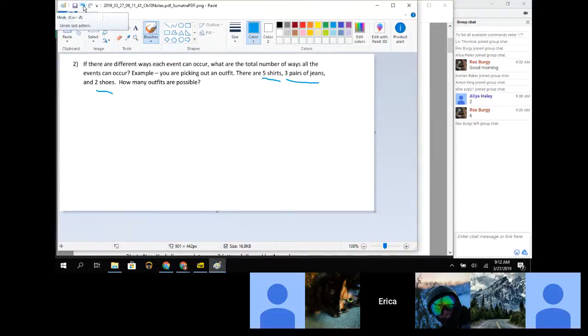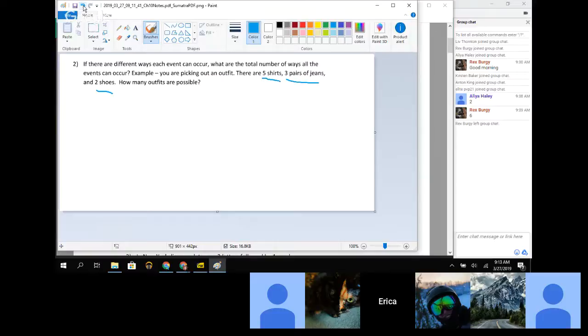So this is not assuming any type of restriction, like my shirt has to match my shoes, or I can't wear these shoes with these jeans. This is just how many outfits are possible. It doesn't matter if they look good or bad, right? So how many possible outfits can I come up with?